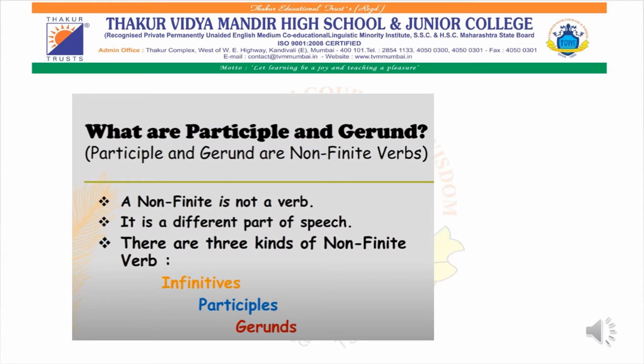Once again, a warm welcome. In my previous video, we had studied about infinitives. And I mentioned earlier in that video, there are two types, finite verb and non-finite verb. Finite verbs change according to the subject and tenses, whereas non-finite verbs have no such changes. In non-finite words there are three kinds: infinitives, participles and gerunds. A non-finite is not a verb, it is a different part of speech.